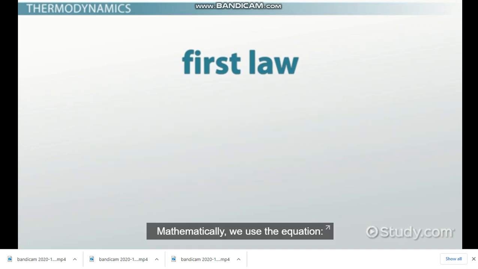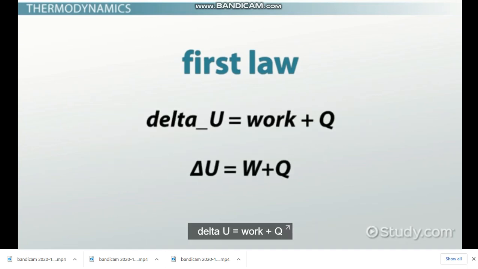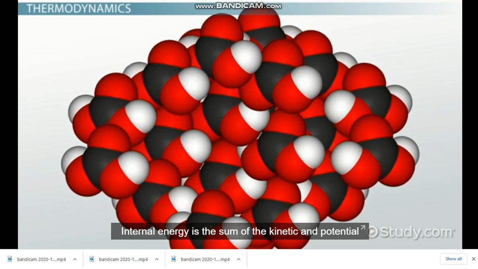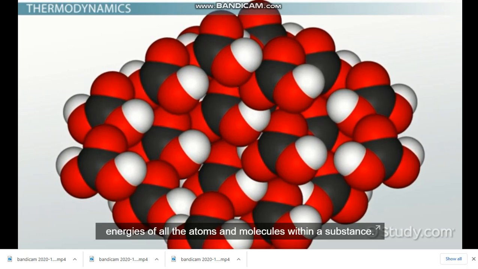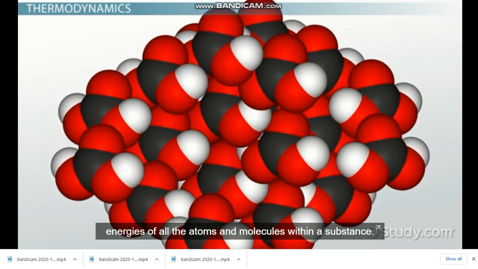Mathematically, we use the equation delta U equals work plus Q. Internal energy is the sum of the kinetic and potential energies of all the atoms and molecules within a substance.